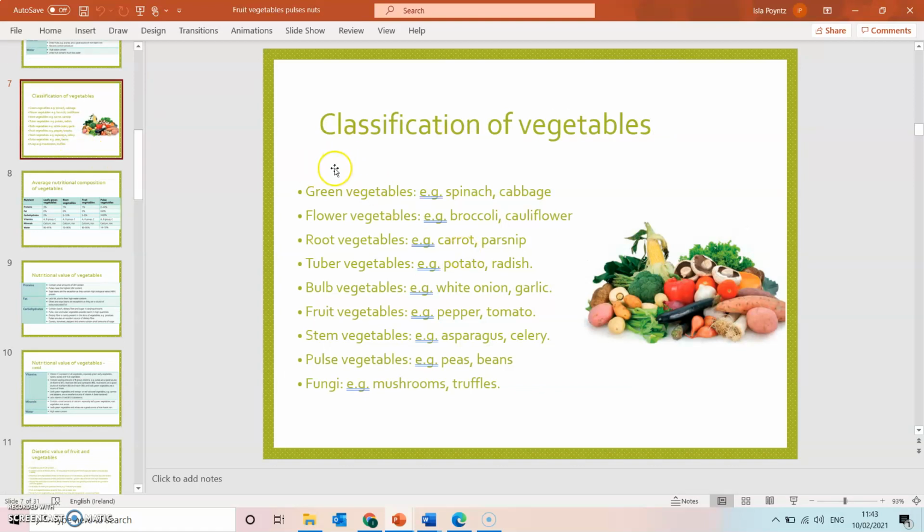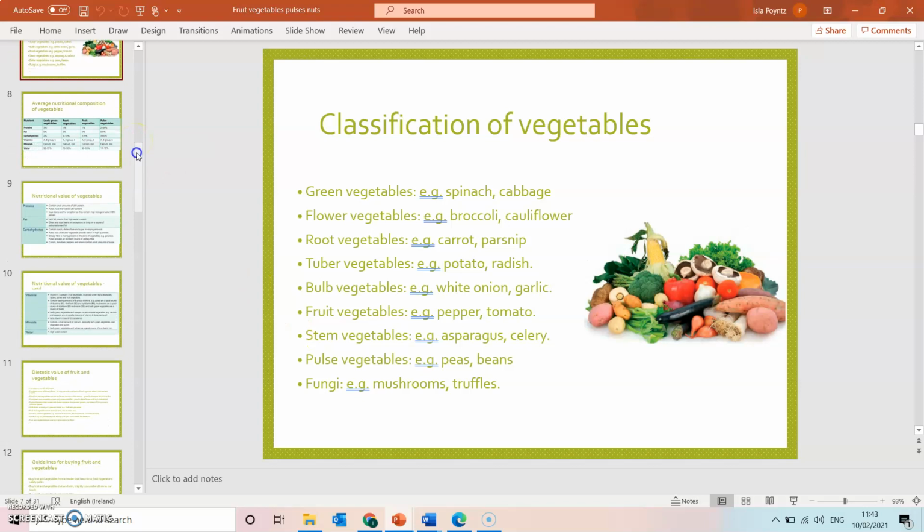Now, moving into the classification of veg. Okay, so I'll allow you to read that yourself. Green, flower, root and tuber. Bulb, fruit, stem, pulse and fungi. And your pulses are your peas, beans and lentils. And don't forget your soybean is there, your high biological value protein. Okay? So that's your vegetable that has HBV protein.